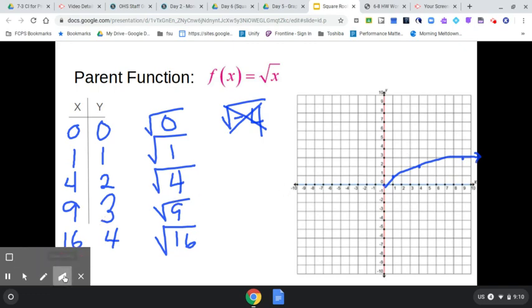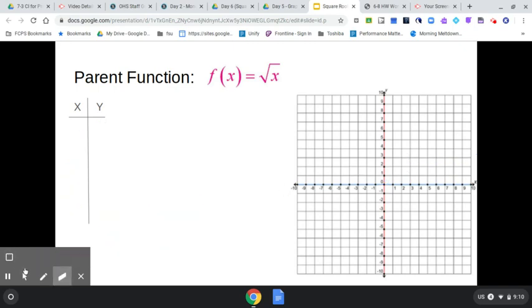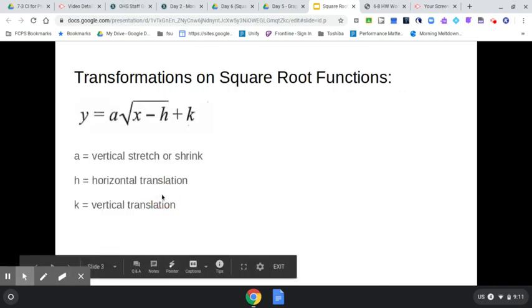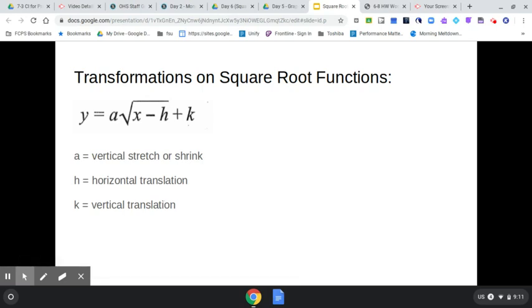Okay, we're going to take a look at some transformations. This should sound familiar because of what we've been doing the past couple days with nonlinear functions. So transformations on square root functions work the same as any other function. We take the parent function, which we just looked at, and then we can vertically stretch or shrink by putting a value in front of the square root. Also, this could cause a reflection as well.